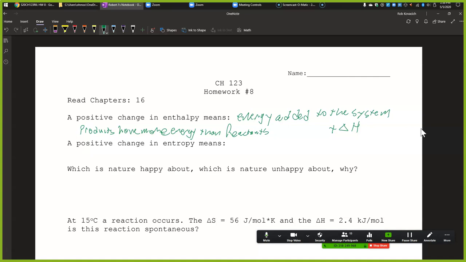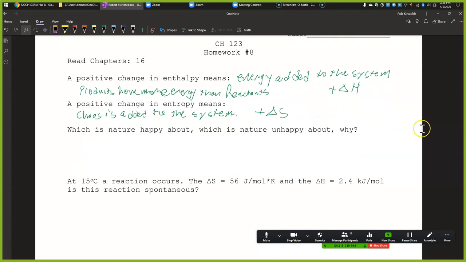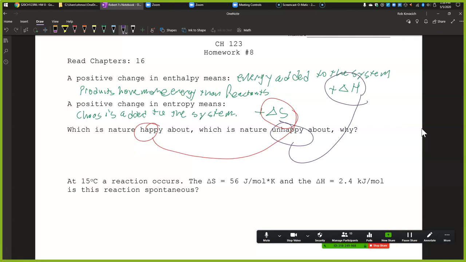All right, how about a positive entropy change? Chaos is being added to the system. Sure. So positive delta S. And nature, it's nature's situation with this. Nature is unhappy when there is order and happy when there is just chaos.